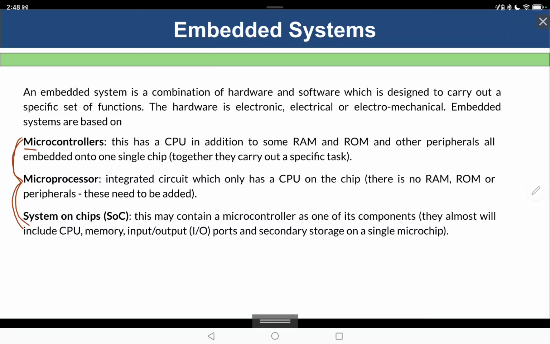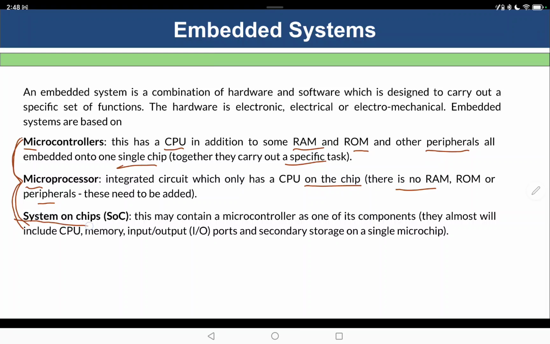So a microcontroller would have a CPU, and also it will have RAM and ROM and other components that are embedded onto one single chip. Together, these items can carry out a specific task. Now, a microprocessor will have a CPU on the chip, but there is no RAM, ROM, or any other peripherals, meaning that these need to be added separately.